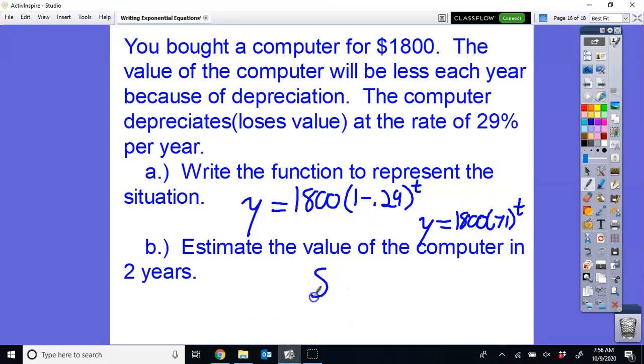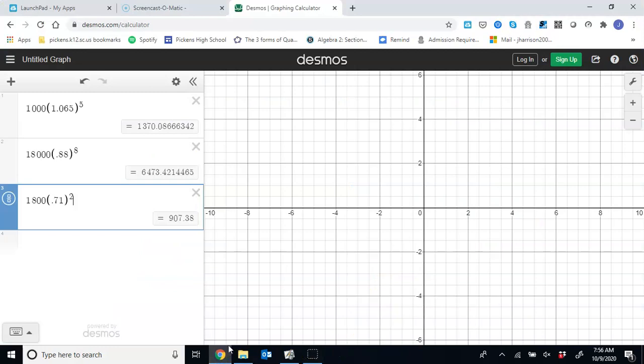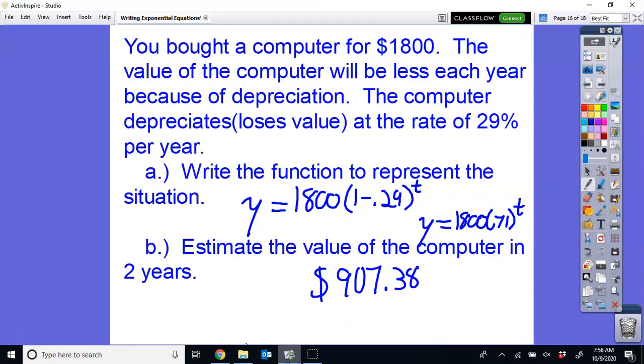$907.38. So notice, after 2 years, almost half the value is gone here, because what you're seeing is an exponential function that is decaying. If it's decaying by a pretty high percentage, your value is going to go down really quickly. So these functions can be used, like I said, for bank accounts. You can also have things like your car value when you're talking about the decay side of things.